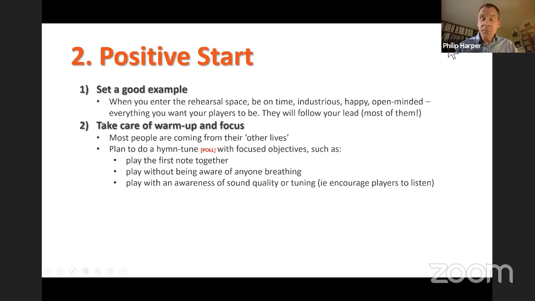Or you might want to talk about an awareness of sound quality or tuning. Now, these, in my view, are much higher level things to be talking about. So these would really only apply to higher level bands, in my view, as something that you would start talking about off the bat at 7:30 on a Monday or a Thursday night. But nevertheless, they might be appropriate for your band.